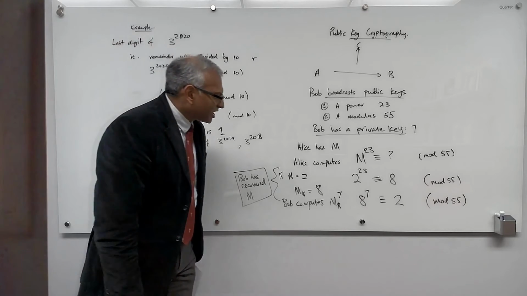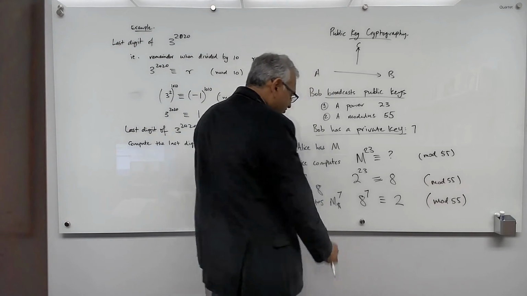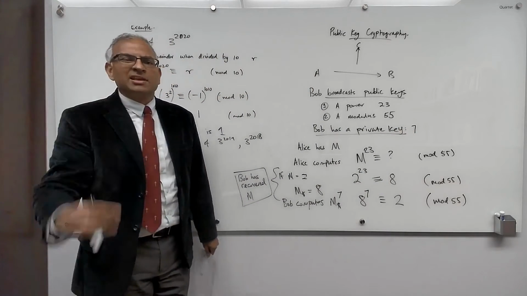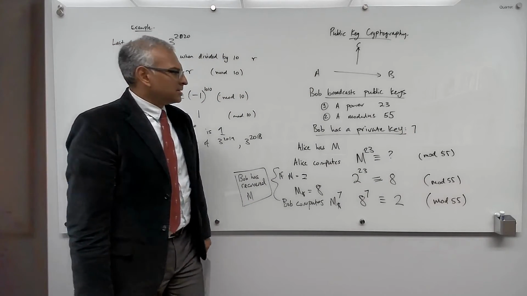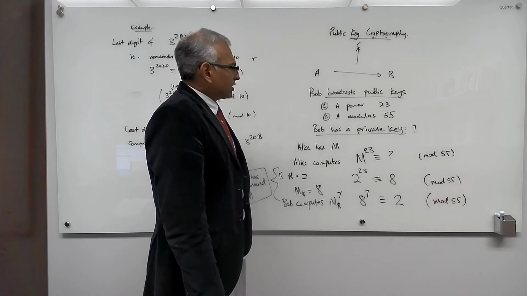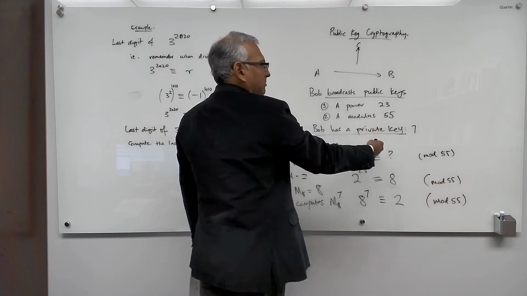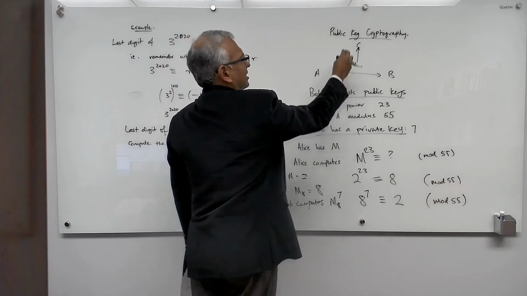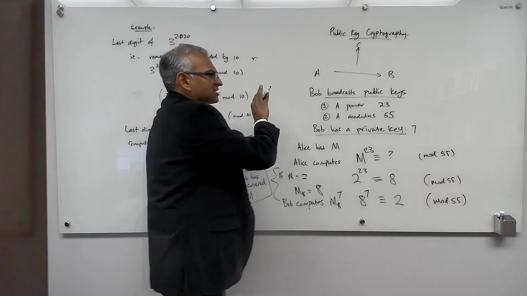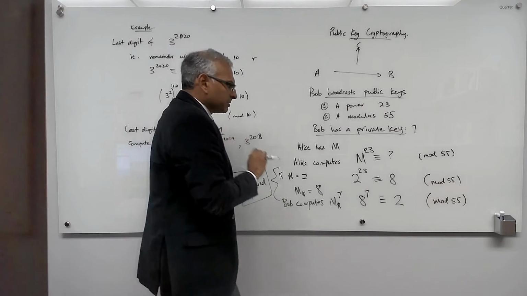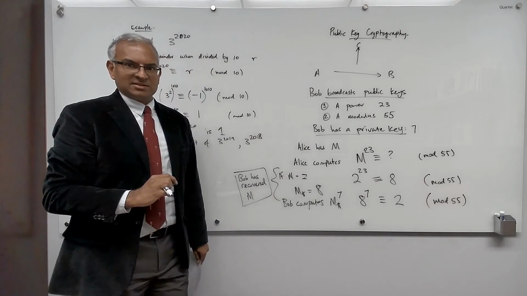Now what about Charlie? Charlie also sees 8, but because Charlie doesn't know the power to raise it to, he cannot recover M. And why do we call this public key cryptography? Because the public keys Bob has broadcast to Alice and Charlie and everyone. So anybody can send Bob a message using these public keys. Bob is the only person who can decode the message.